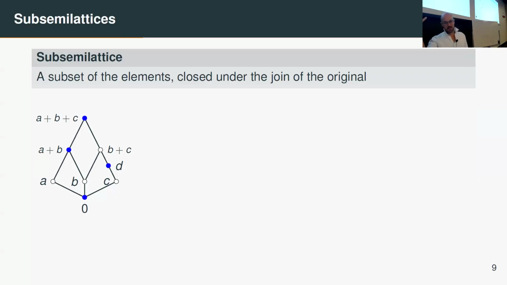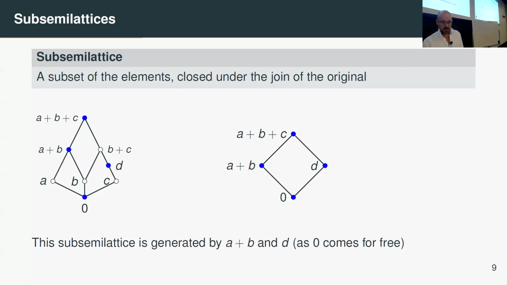0 plus anything is just that anything, so that's fine. And A plus B plus D is A plus B plus C in this picture. So it's also A plus B plus D, by the way. I've just used A plus B plus C as the name. So this is closed under the plus of the original, so it is a sub-semilattice, and it looks like this.